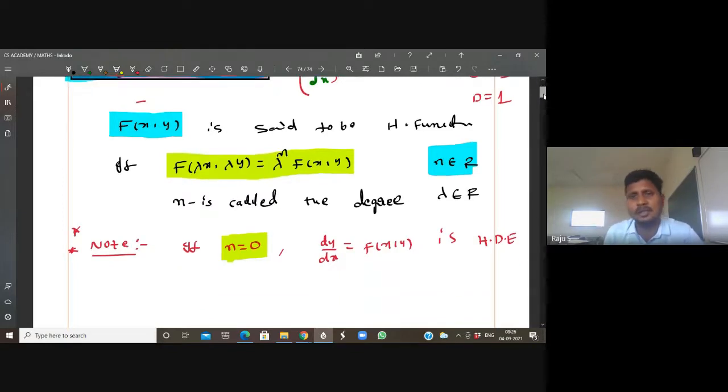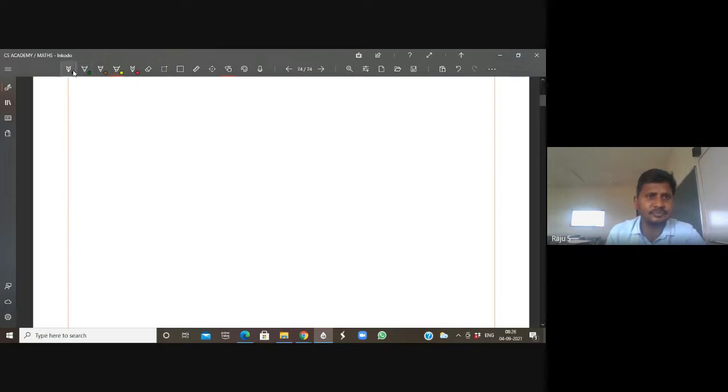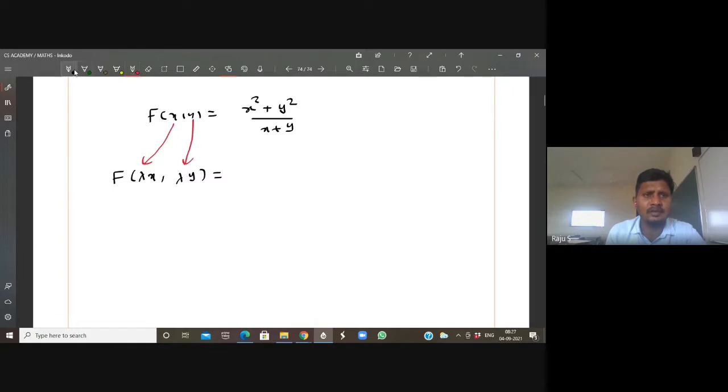I'll give an example. Look here. Some example: f of x comma y is equal to x square plus y square by x plus y, I'm taking. Is the function homogeneous? Yes, how can we check that? By finding f of lambda x comma lambda y. What to do here? In place of x replace lambda x, in place of y replace lambda y. So this is equal to lambda x whole square plus lambda y whole square by lambda x plus lambda y.